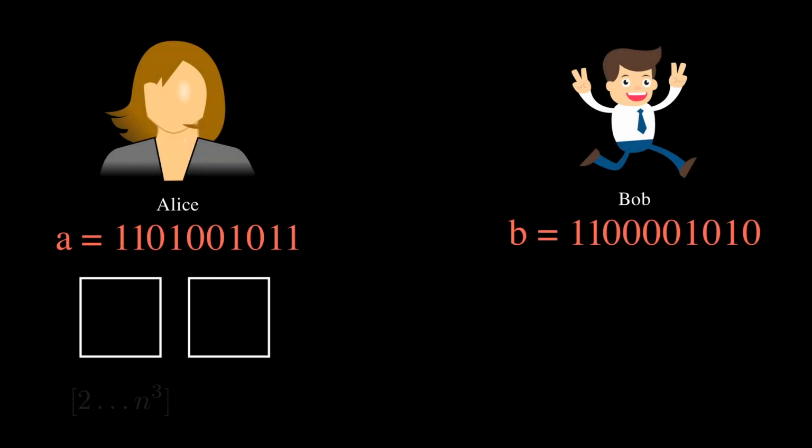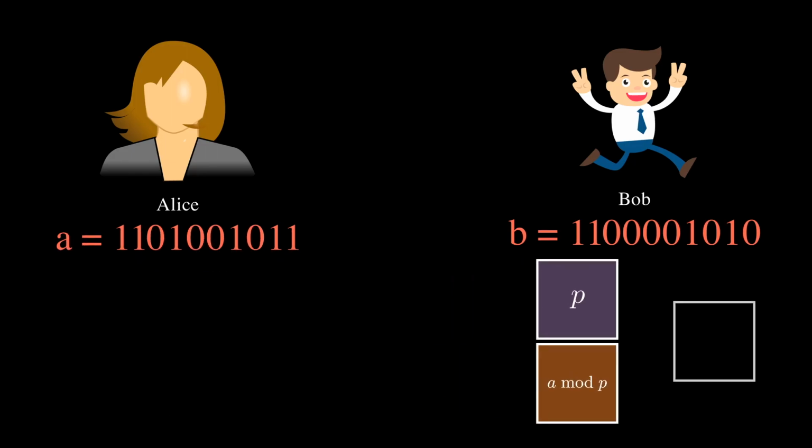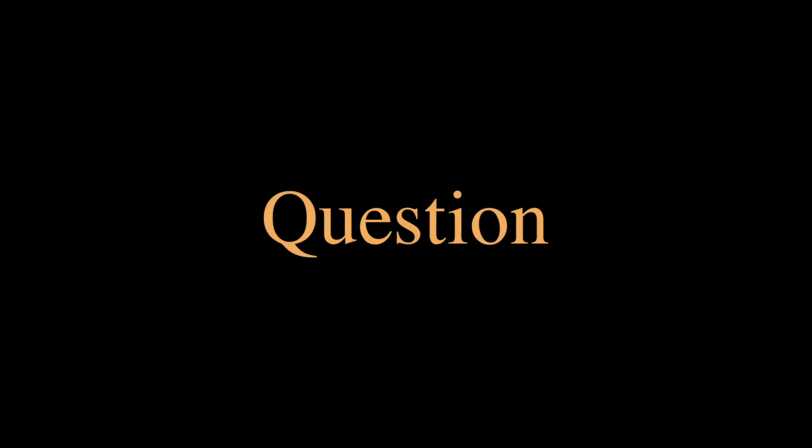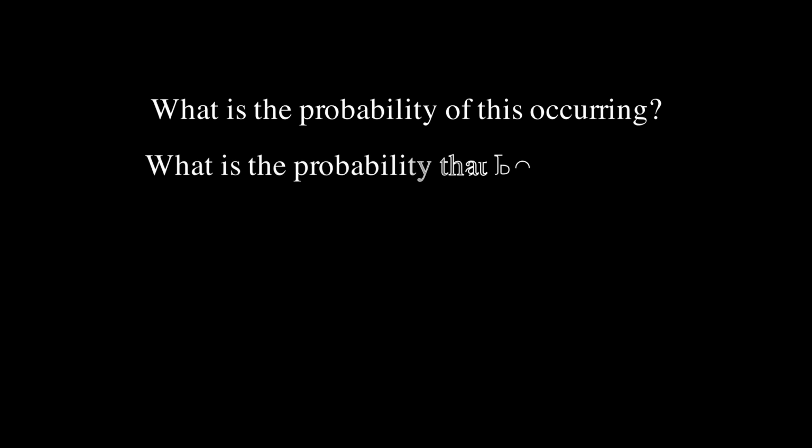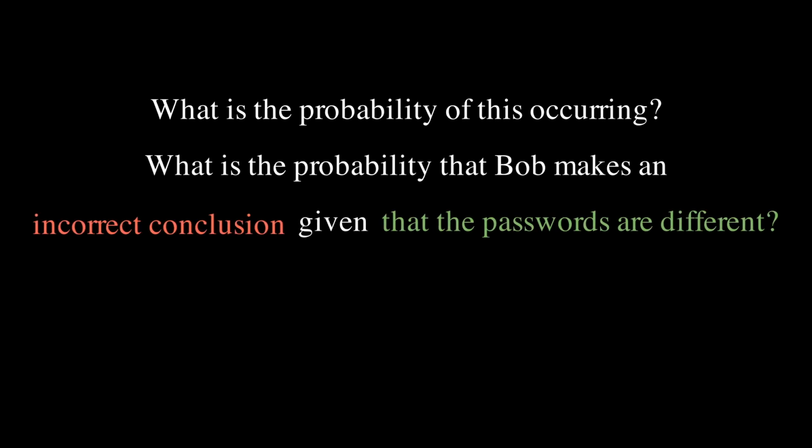Thus, in this case, it is not guaranteed that Bob will conclude that the passwords differ, because he may see that A mod P and B mod P are the same. But now we ask ourselves, what is the probability of Bob making an error? What is the probability that Bob makes an incorrect conclusion, given that the passwords are different?